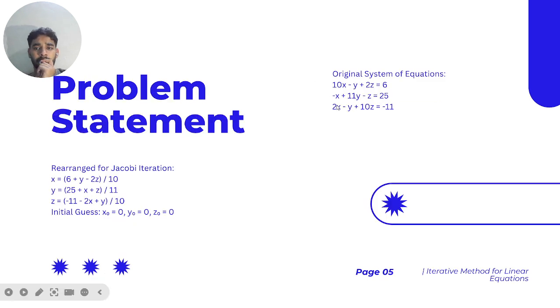Now here is the original system of equations given to us. Now we will arrange them for the Jacobi iteration by arranging their coefficients. So these are the equations after Jacobi arrangement, and we will take the initial guess x0, y0, and z0.